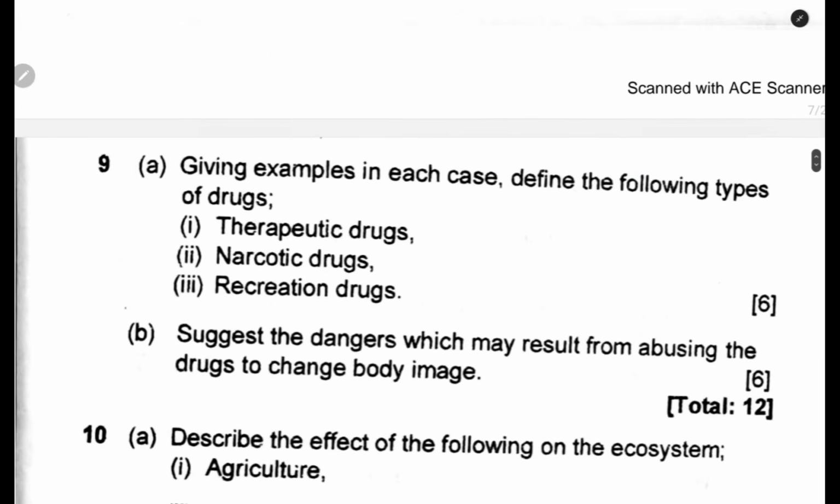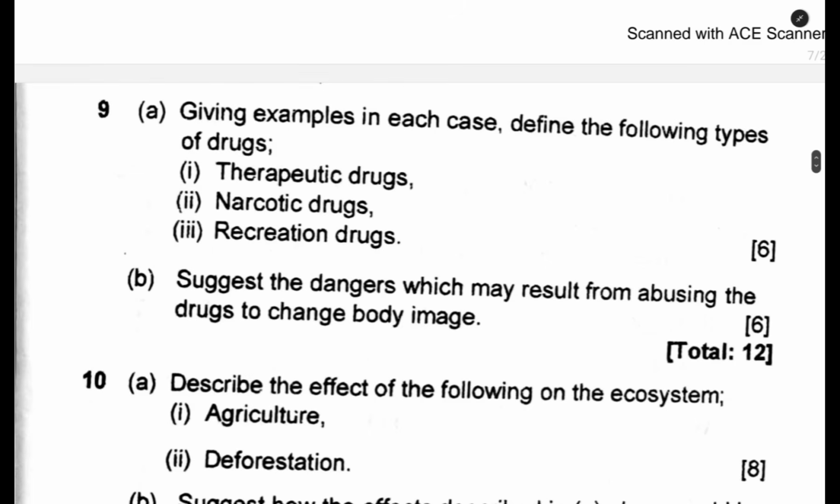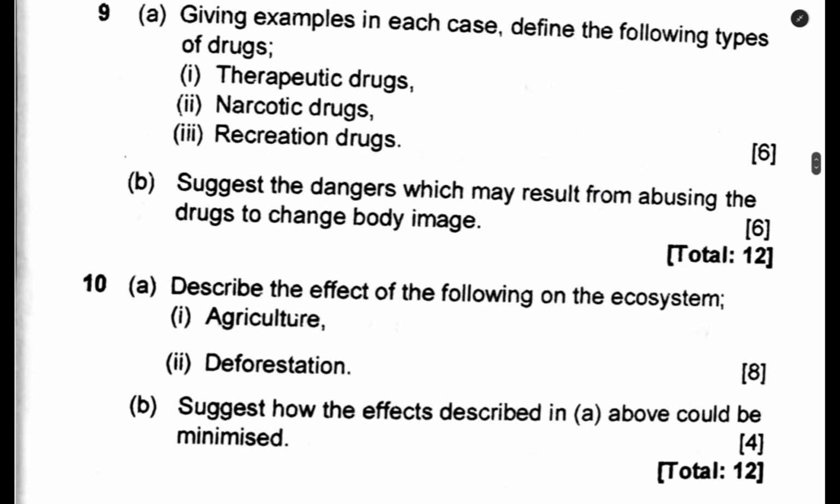Then, giving examples in each case, define the following terms. That is on question 9. Therapeutic drugs, narcotic drugs, recreational drugs. So this part also you might need to know, although it comes in civic education as well. Someone wouldn't struggle to understand it because it is learned in two subjects. Suggest the dangers which may result from abusing drugs to change the body image. So also this one, get to know these parts.